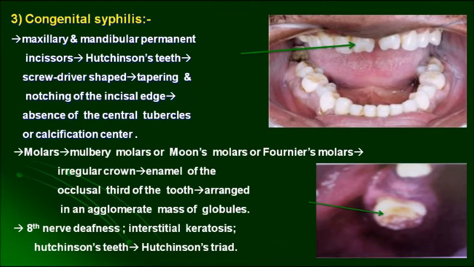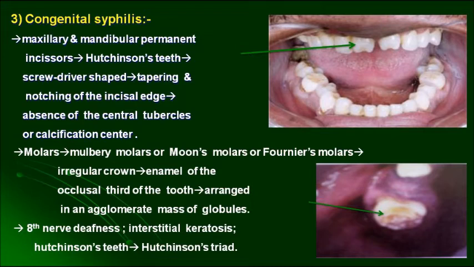Okay. Now coming on to congenital syphilis. This is also an environmentally influenced type of enamel defect. This is a very important MCQ. Remember, how does congenital syphilis affect the teeth? Maxillary and mandibular permanent incisors are affected as Hutchinson's teeth. So the teeth will be screwdriver shaped. See the first picture, see the arrow mark, the central incisor is actually screwdriver shaped. You can see a tapering and notching of the incisal edge in that picture, and absence of central tubercles or calcification center is present in that particular case. So that is congenital syphilis affecting the incisor.